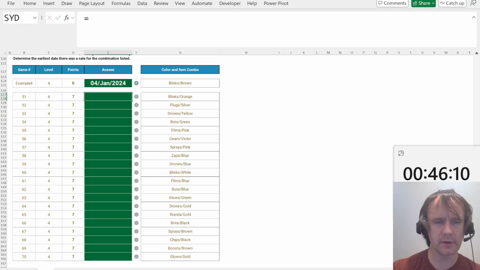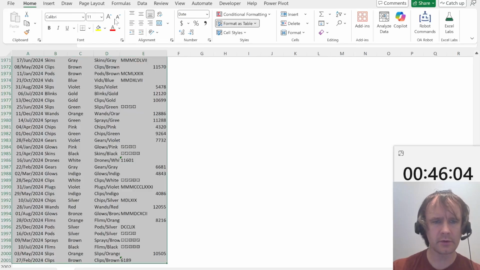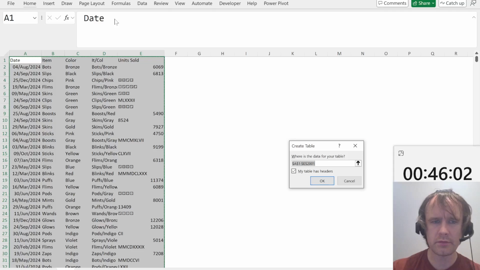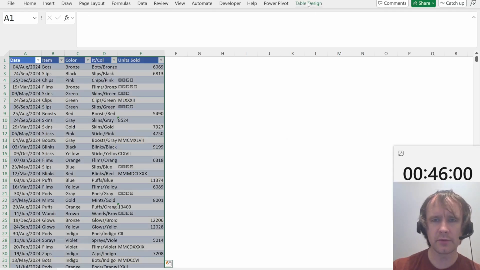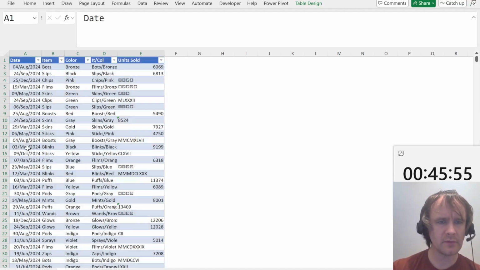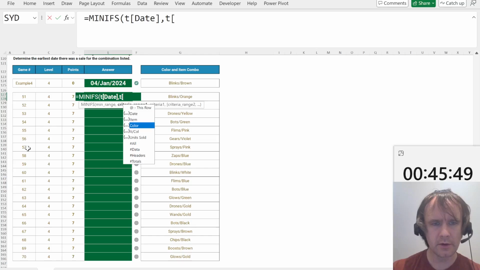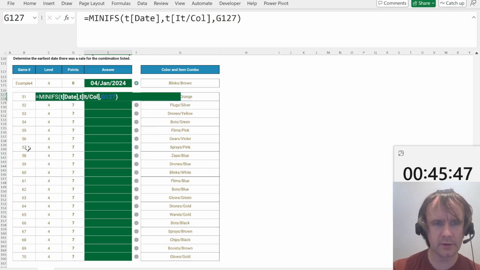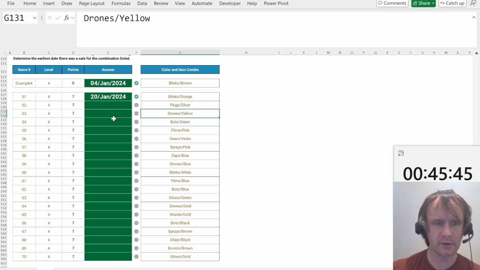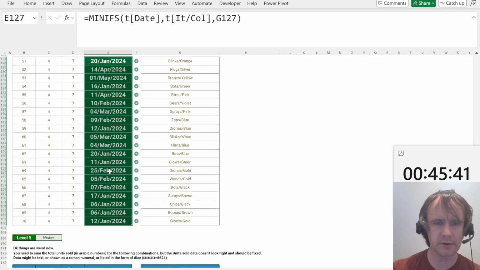Okay, so we're going to say, actually, sorry, let's make this a table, which I will, as ever, imaginatively name T. And then I think I want MINIFS of T date, where T might call is that. And that works, and it's going to be a little weird to fill down because there's merged cells, but if I just do it that way, it's fine.